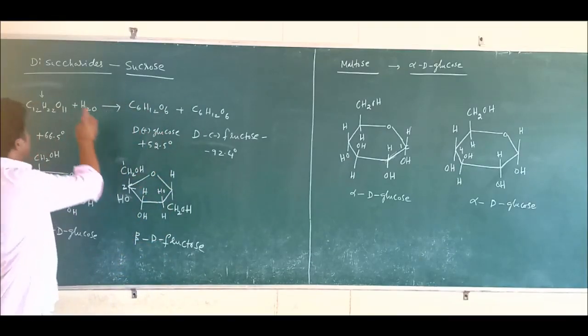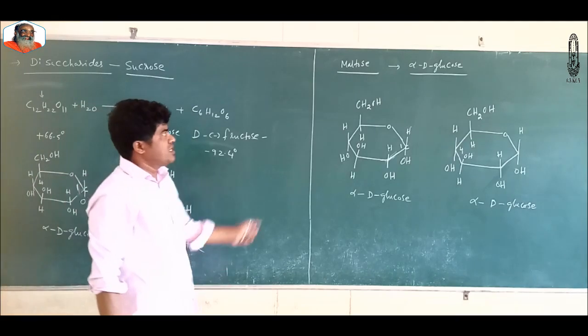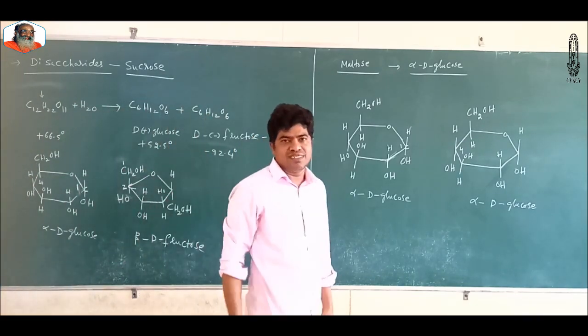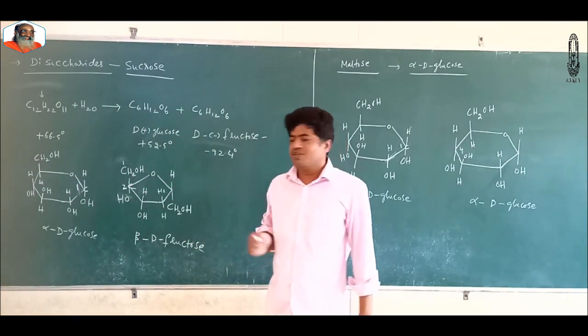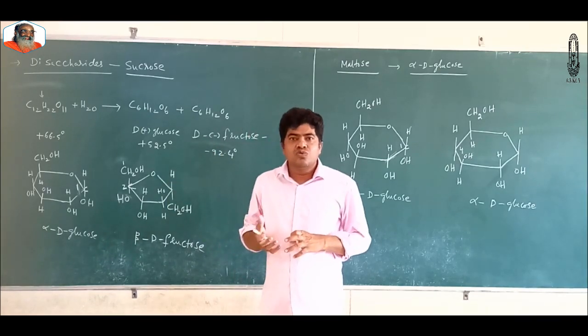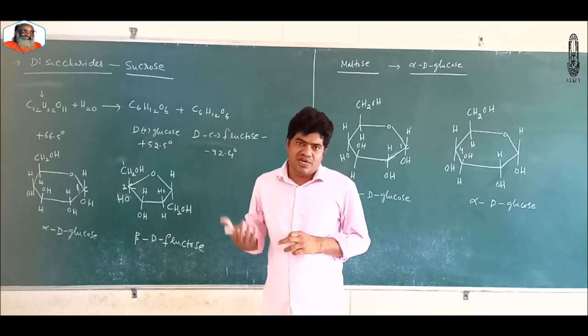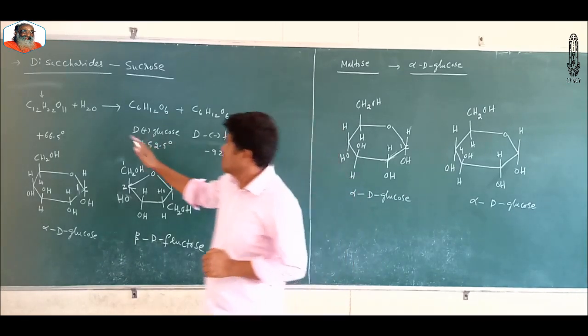We will be discussing disaccharides. One of the disaccharides is sucrose, another is maltose, and the other that we will be discussing is lactose. What is a disaccharide? On hydrolysis it gives 2 units of monosaccharides that can be of the same type or of different type. For example, see here.